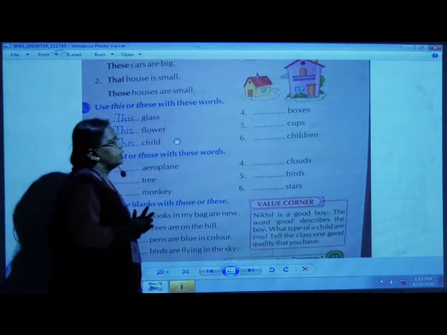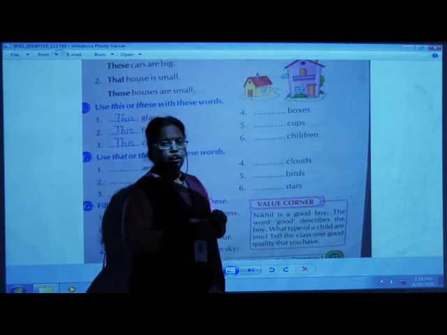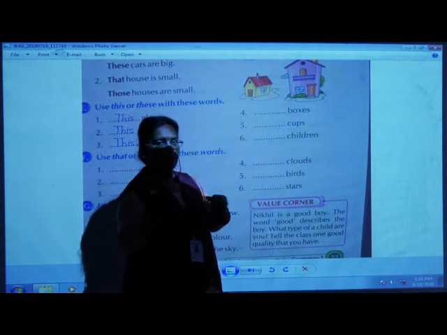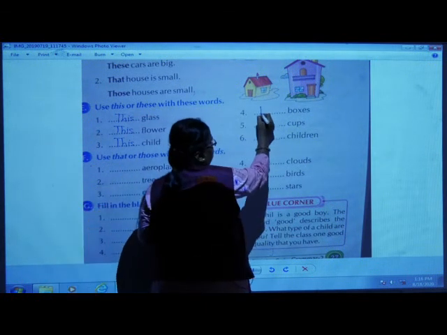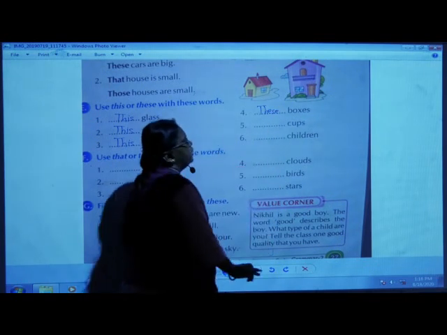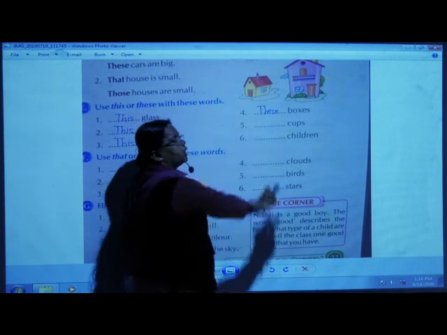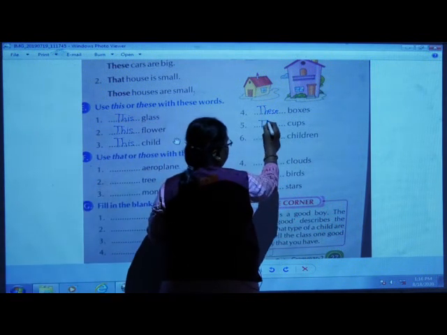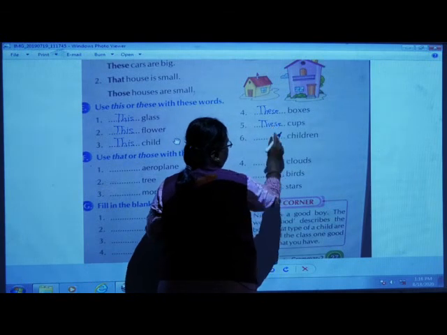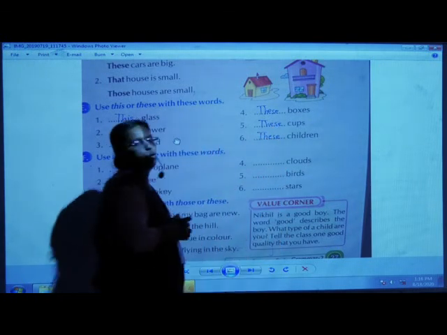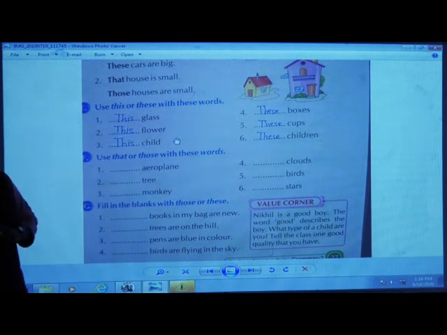Now boxes. How many? Many boxes, more than one. So when it is more than one, what will you use? These. These boxes. Then these cups. Here cups are also more than one. So these cups. Then these children. When it is more than one, we will use these. Okay?